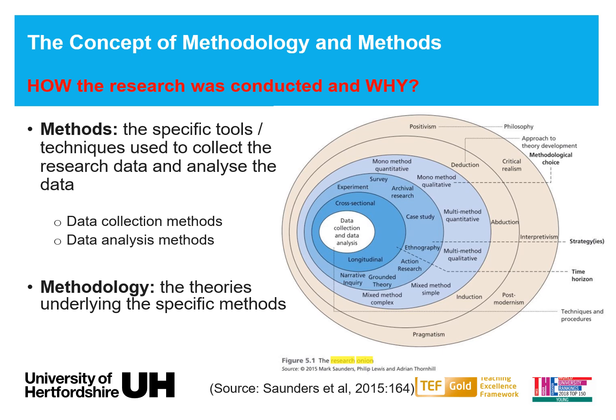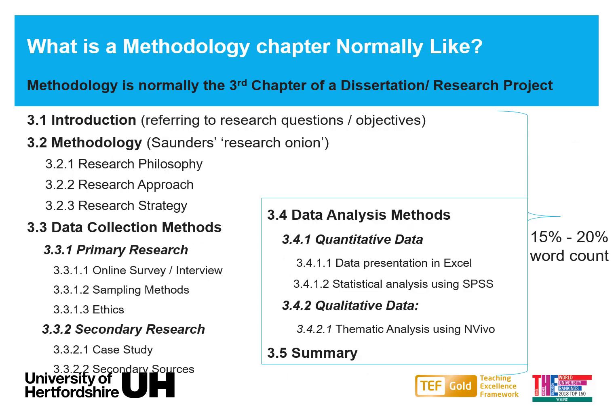A lot of students refer to the academic reference book Saunders Business Research for Students to understand the concept of methodology and methods. The Research Onion is a very commonly used framework for students to construct their methodology and methods chapter. So what does a methodology look like in a postgraduate dissertation or research project?